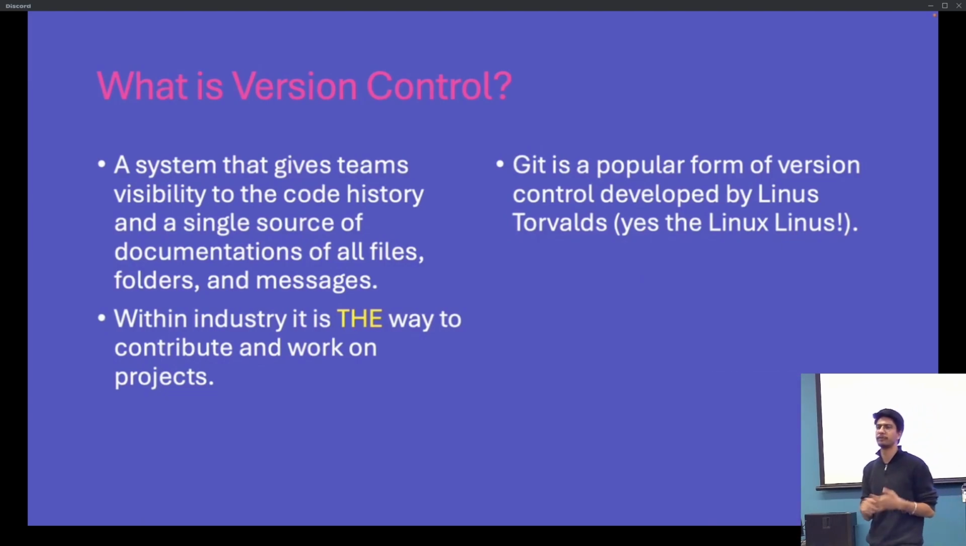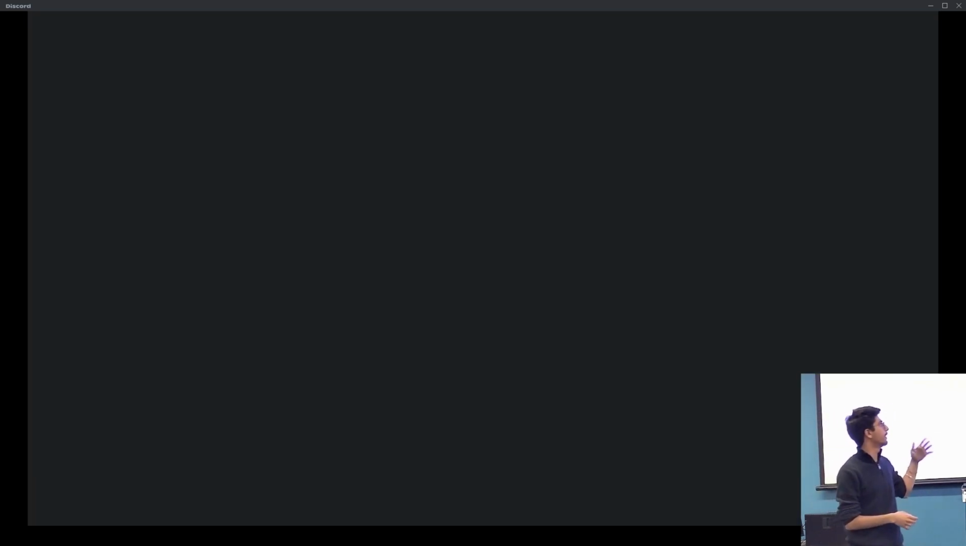Within the industry, if we're talking practical, at work or at a big company, it is arguably the way to do work within teams. Version control is extremely critical, and it's the way that most large projects are actually maintained. Git is actually a form of version control. There are other systems, but Git is the most popular form of version control, and it was developed by Linus, who's also the same person who developed this.